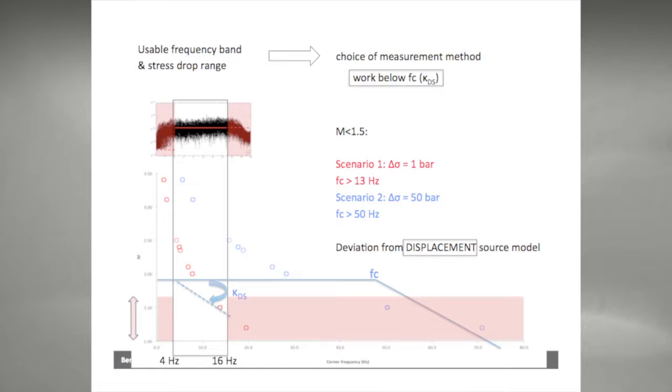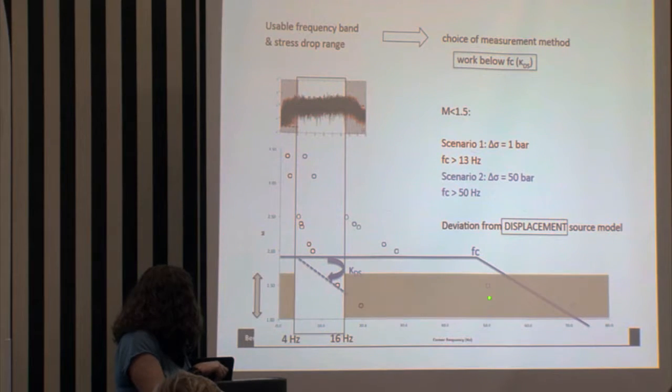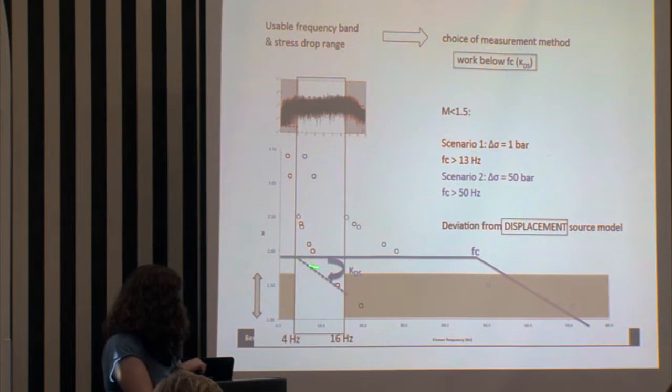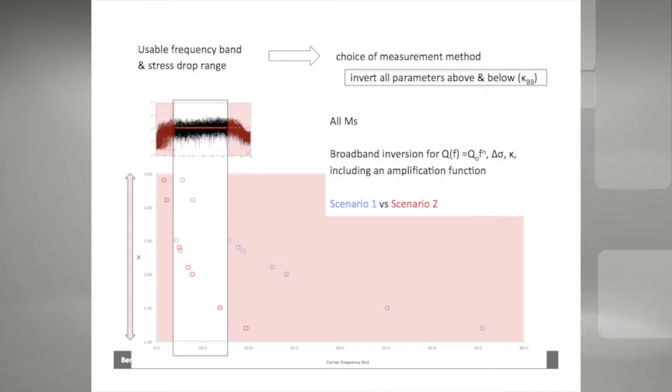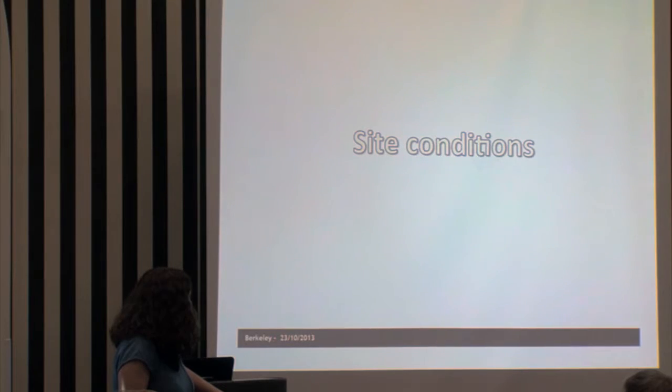And then if we focus on the baby earthquakes here, so 1.2 and lots of 1.5s, we can hope to go below the corner frequency, where the displacement spectrum this time should be flat, and the deviation from that would be our kappa. And then we can use all the ample data we have to do the broadband kappa method.